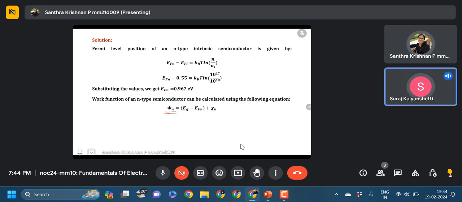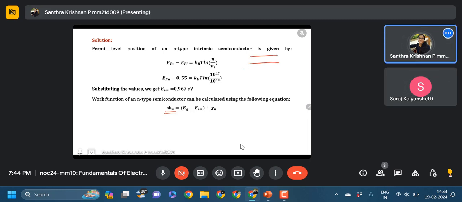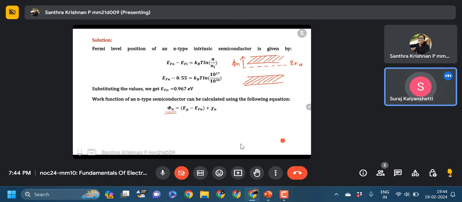Okay, correct. For example, try. This is EFn. So this is your valence band, and this was your conduction band. You need to find phi n. So this much is phi n, yes, correct. phi n is EFn plus that affinity. Yeah, correct. EG. Okay, this EG I missed that.